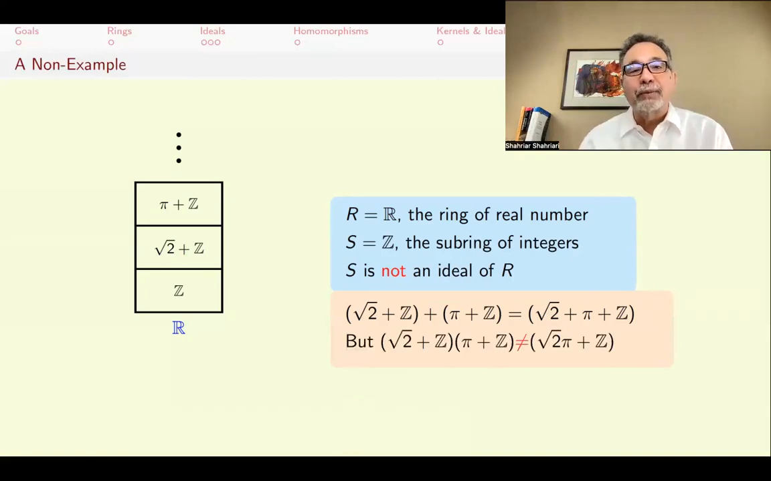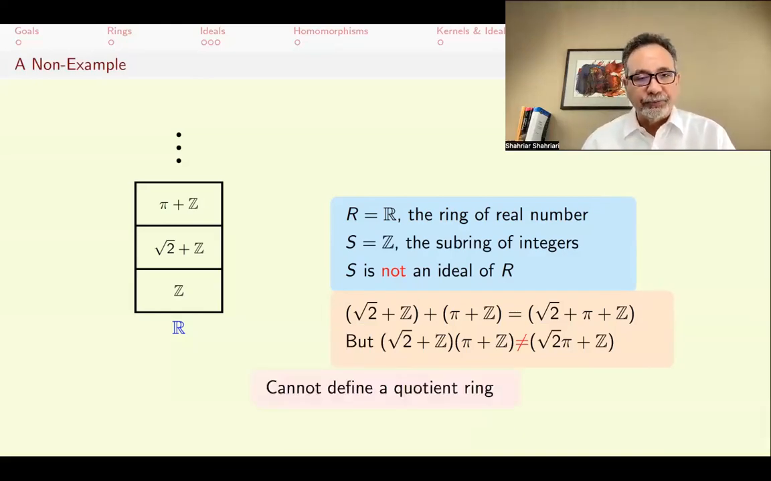But multiplication does not work. If you take an integer plus square root of 2 and multiply that by an integer plus pi, you will not get an integer plus square root of 2 pi. You also get pi times something and square root of 2 times something, and it will not be of this form. So we cannot define this multiplication. We cannot define a quotient ring.